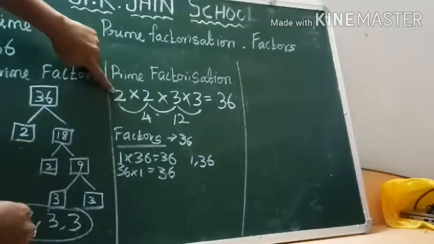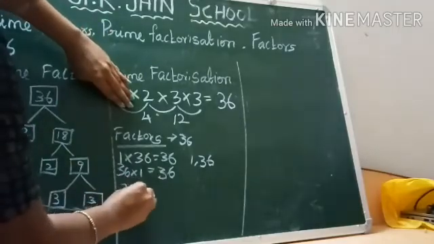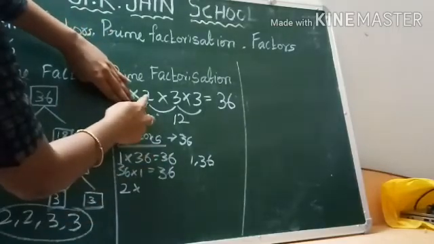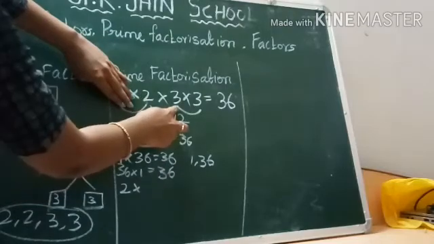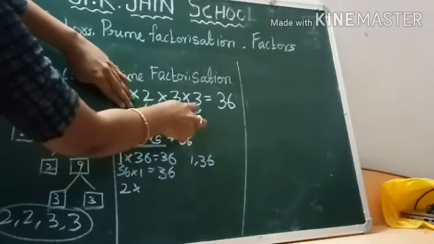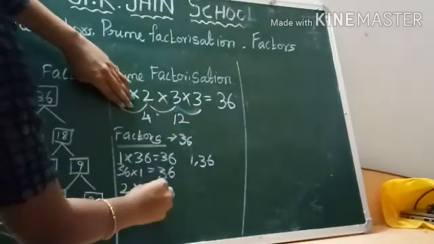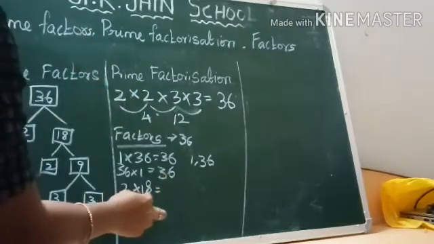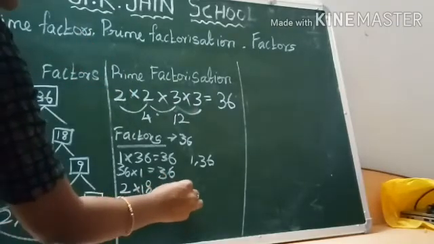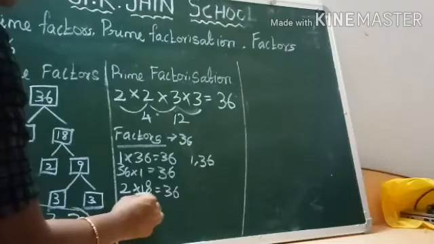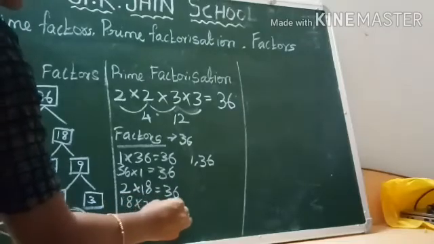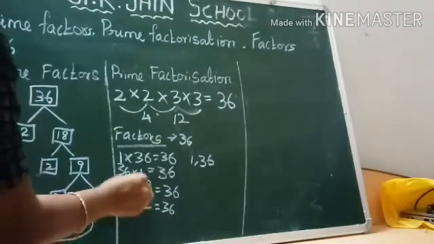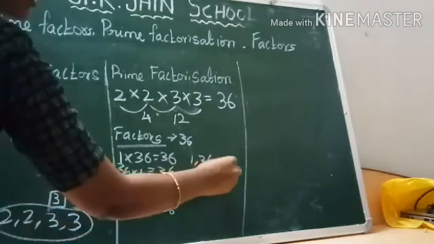So look at this. What is the first number? 2. Multiply the remaining numbers. 2 3s are 6. 6 3s are 18. So 2 18s are 36. Also you can write 18 2s are 36. Right. So 2 and 18 are factors of 36.